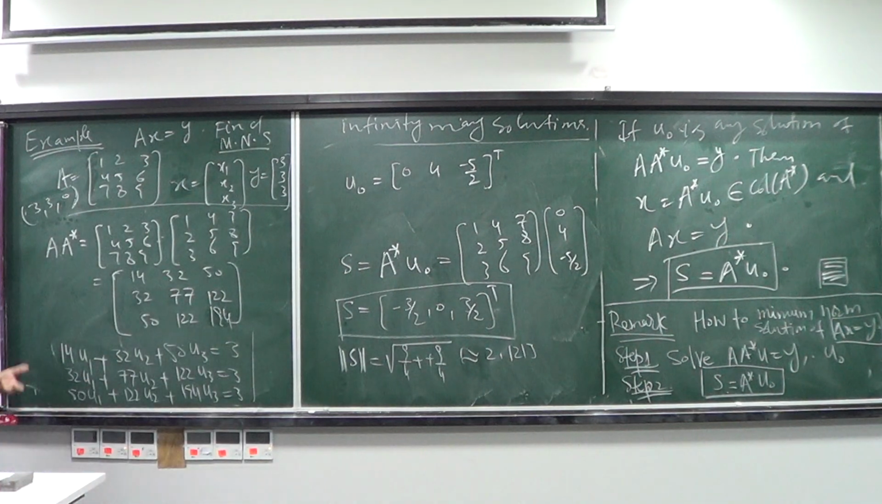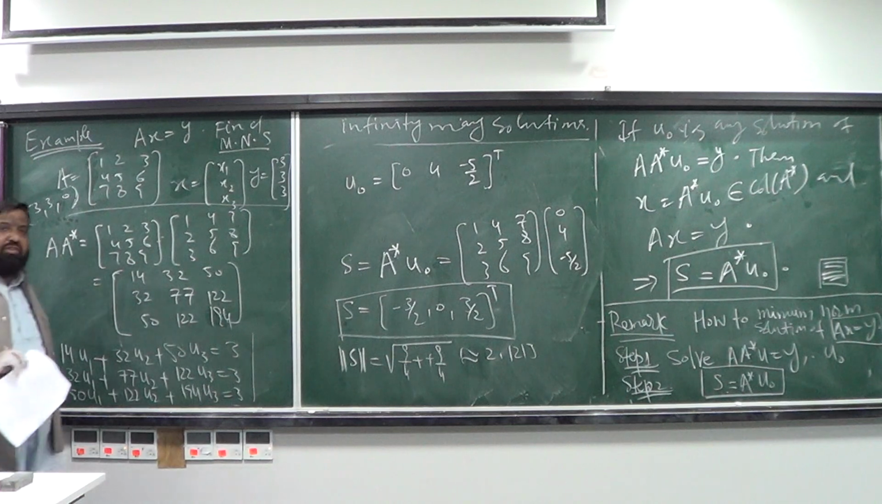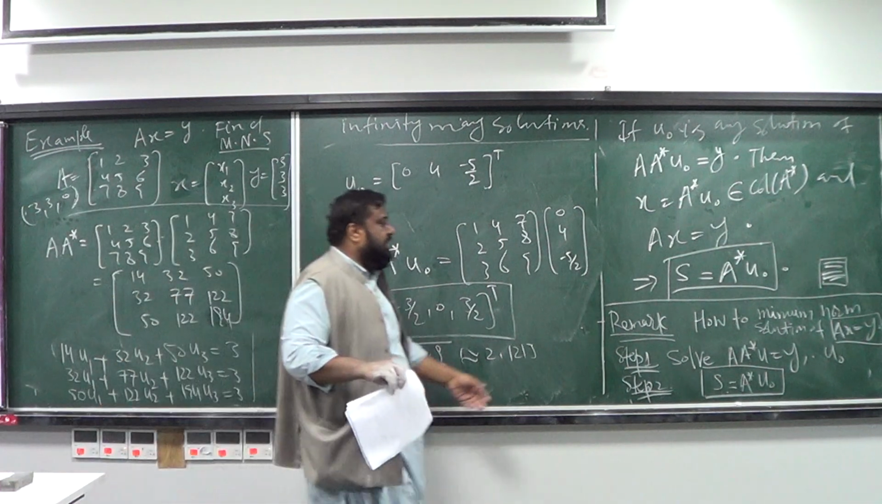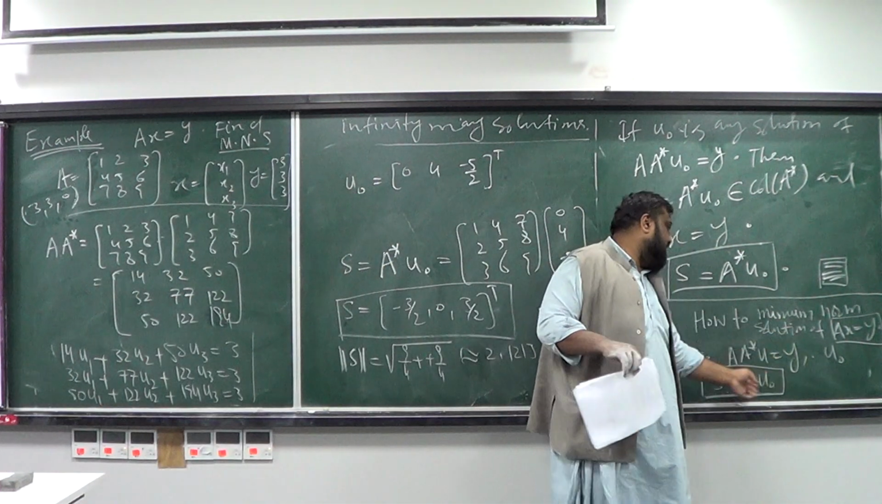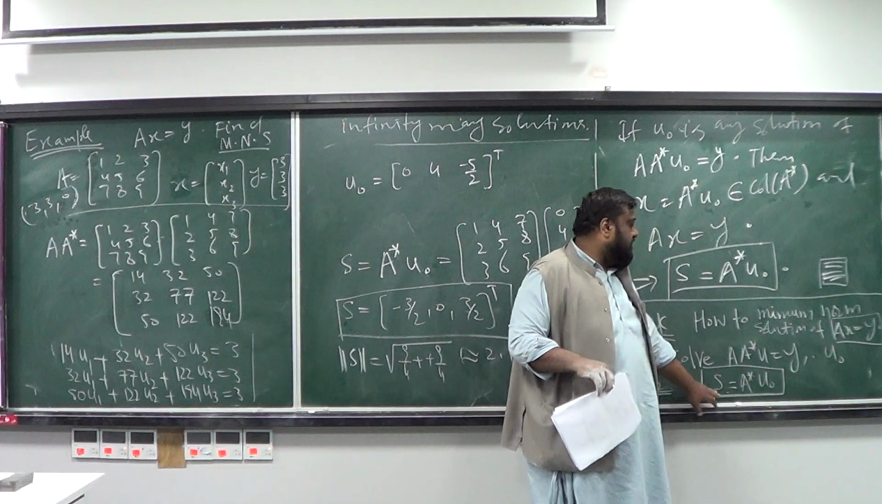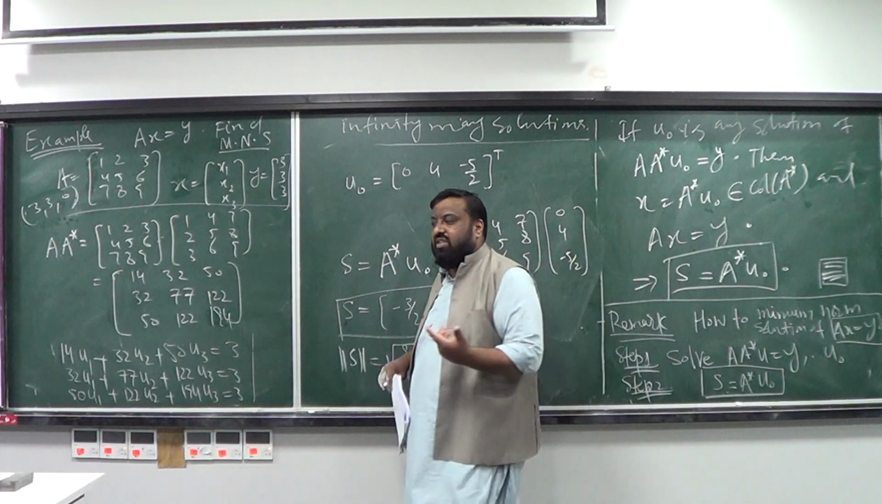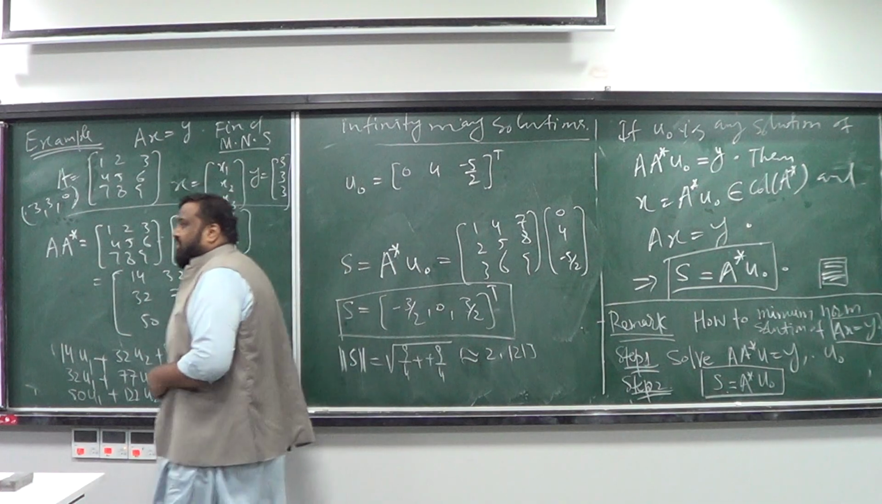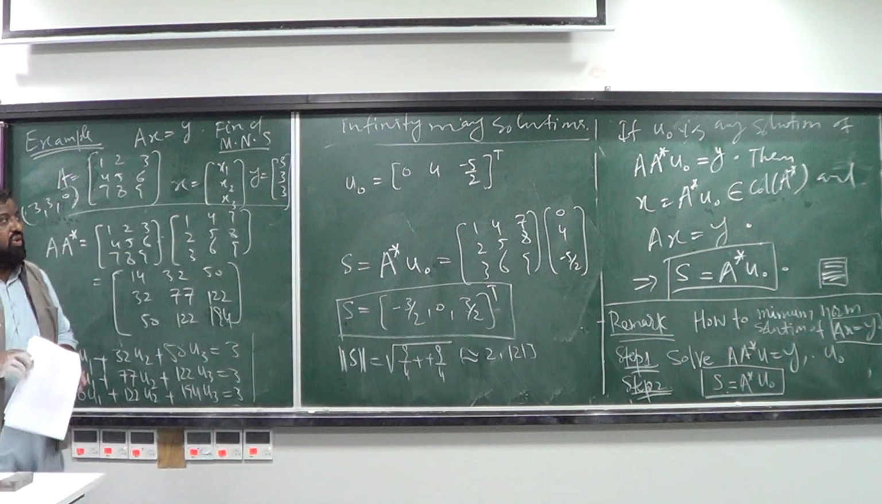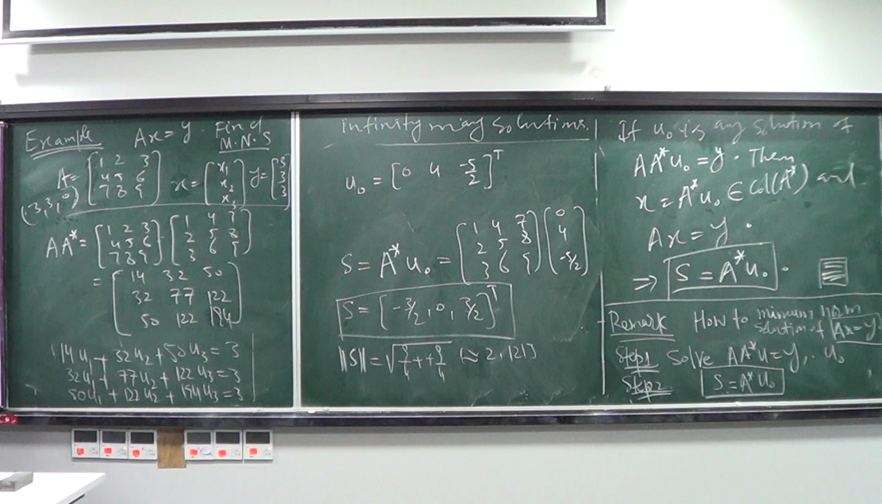So finding the minimum norm solution is not really difficult. The first step is to find a solution and multiply it with A star. That would be an element that lives in the column space, and you're going to get a unique S. I hope this makes a little bit of sense to you. So see you next.